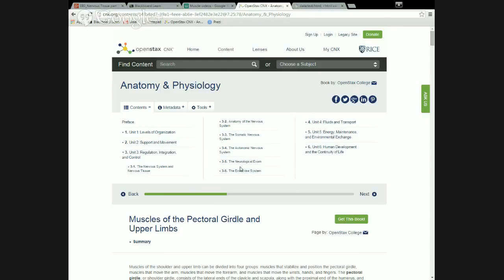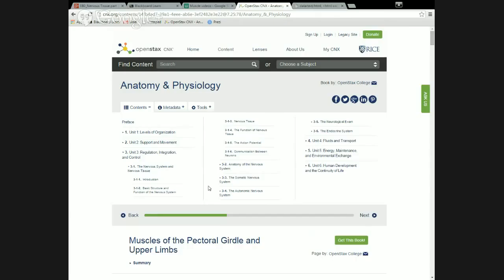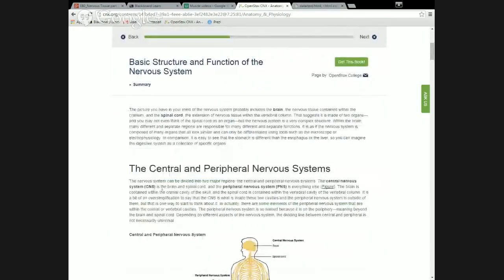All right, I've been talking a whole lot. We're 45 minutes in the class, so let's actually do some stuff. So moving on to the nervous tissue chapter, what it actually starts with is a very basic introduction to what the nervous system is.